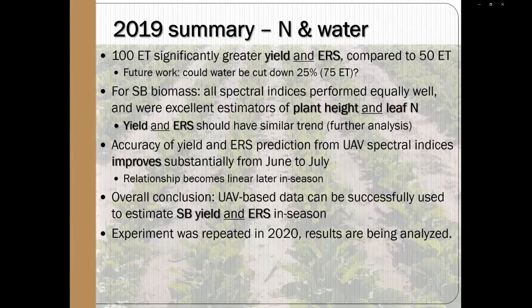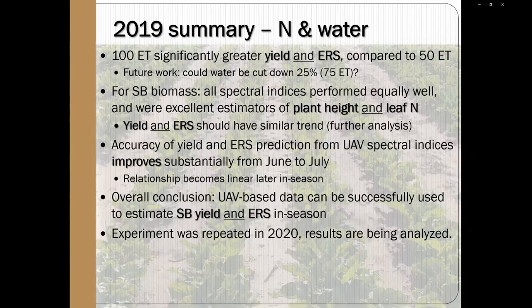To summarize our 2019 results, what we've seen was that the 100% water treatment resulted in significantly greater yield and estimated recoverable sugar compared to 50% water. For future work, we would like to evaluate whether we could cut down the water amount by 20 or 25% at least.